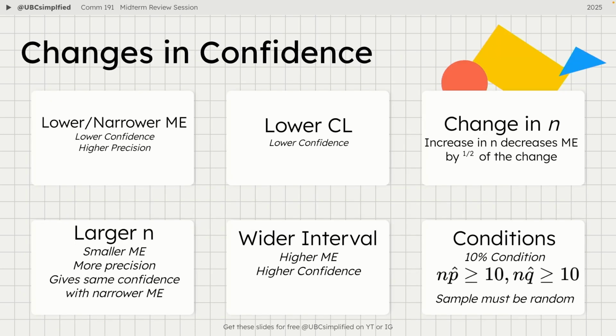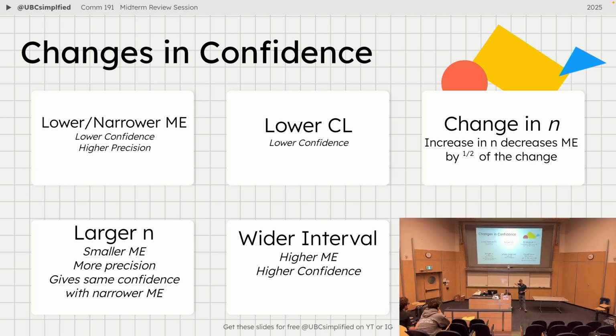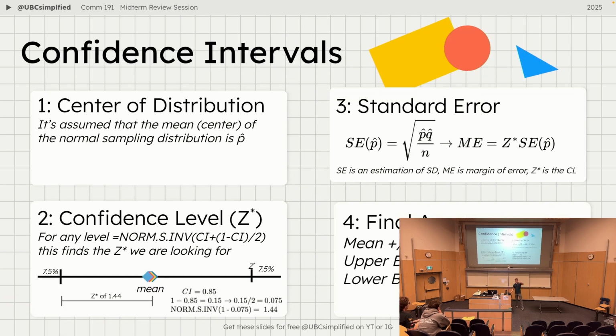So if you have a smaller or narrower margin of error, you'll have lower confidence, but you'll have more precision. If you have a lower confidence level, obviously you'll have lower confidence. And then if you change n, so let's say you increase n in order to kind of decrease the margin of error. You increase n, it decreases the margin of error by square root of that. So if you increase n by 9, it'll decrease the margin of error by 3, because in the formula, we're square rooting n.